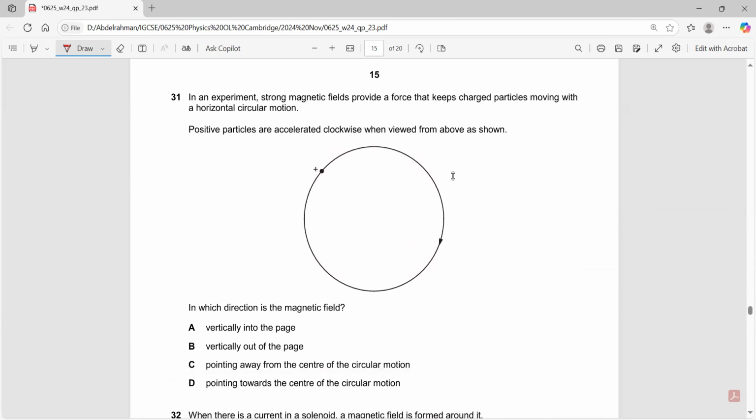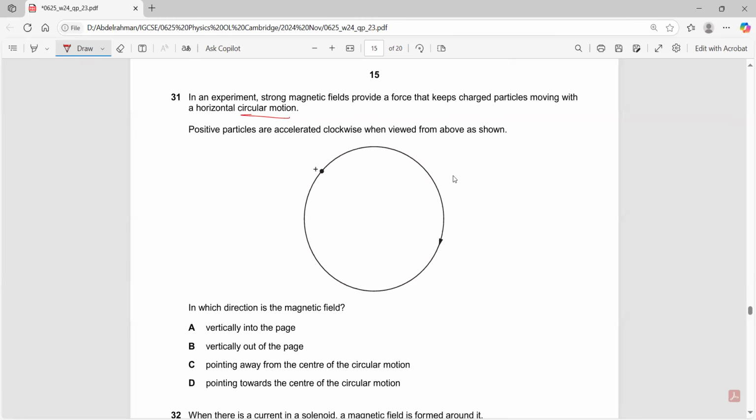An experiment: a strong magnetic field provides a force that keeps the charged particles moving in a horizontal circular motion. Positive particles are accelerated clockwise, when viewed from above. Okay. In which direction is the magnetic field?